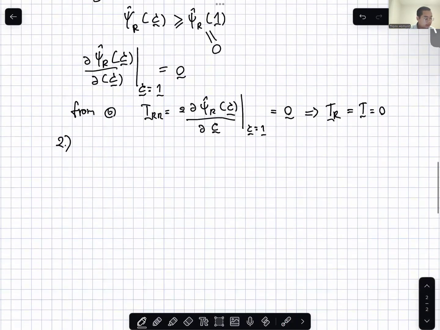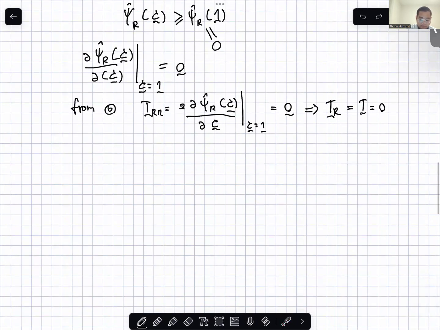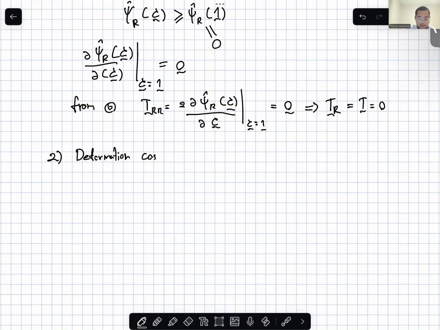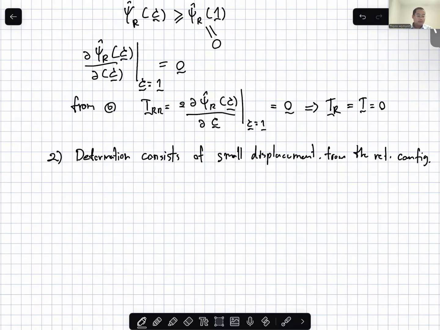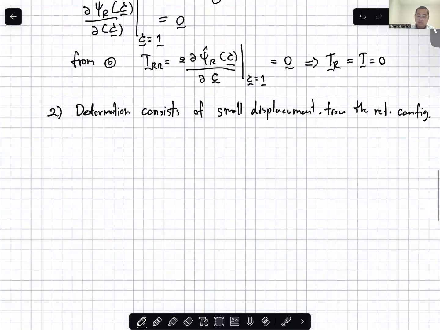The second one is the deformation. So the second one is deformation consists of small displacement from the reference configuration. Okay, so we look at this.